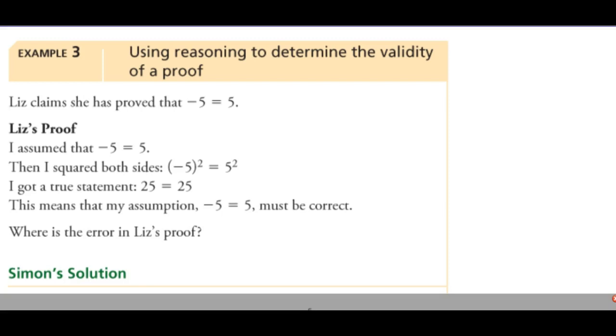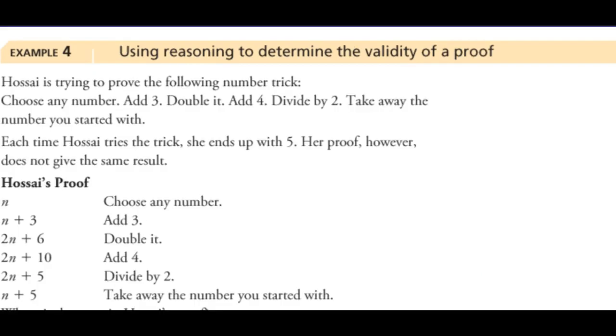Let's look at example 4. So example 4, Jose is trying to prove the following number trick. So he says choose any number, add 3, double it, add 4, divide by 2, take away the number you started with. Each time Jose tries the trick, she ends up with 5. Her proof, however, does not give that same result.